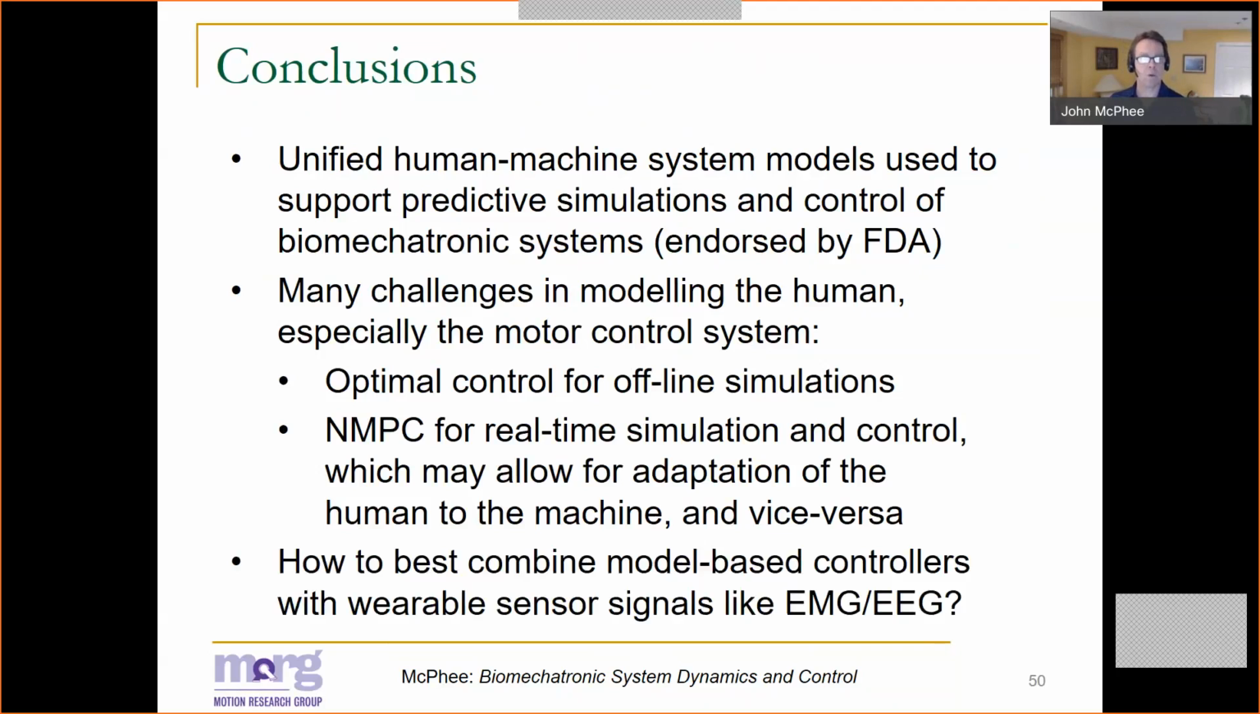And lastly, another ongoing research problem that we're tackling is how do we combine these model-based controllers with wearable sensor signals like EMG or EEG in order to come up with the optimal performance of the human and the device.